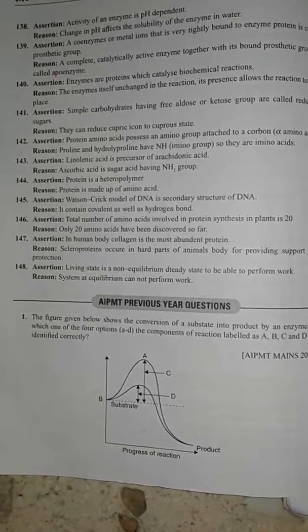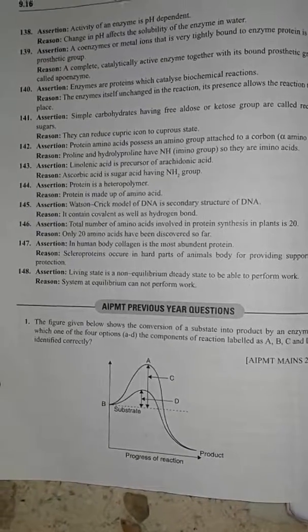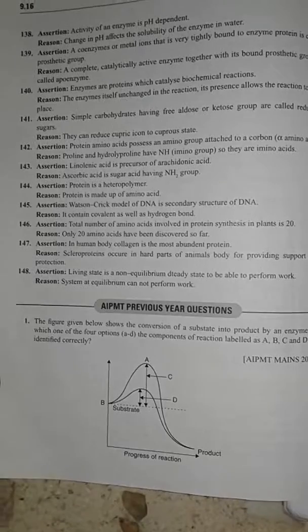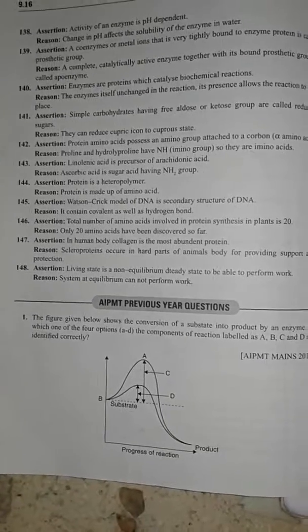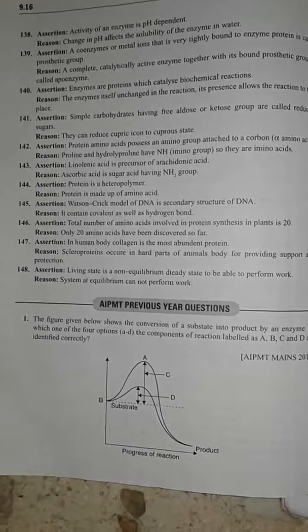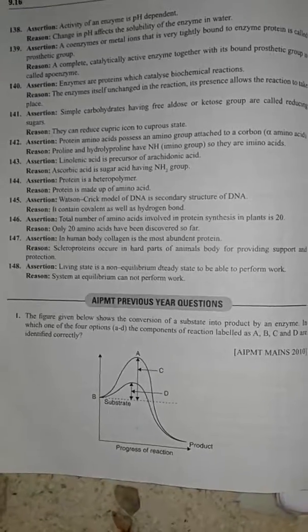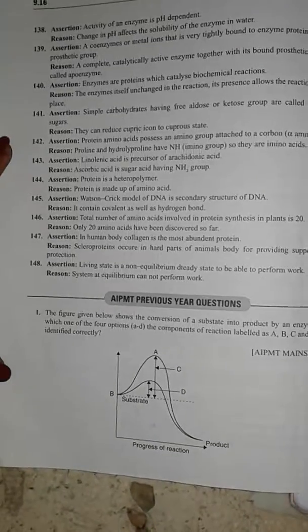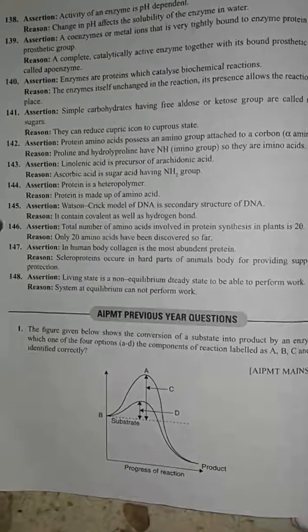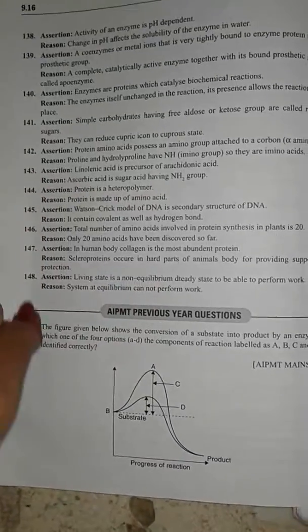So here the correct one is C: the assertion is true, but the reason is false. So the correct answer is C. Then, protein is a heteropolymer, and protein is made up of amino acids. So here the correct answer is B. Both are correct, but there is no correct explanation. Hence the answer is B here.